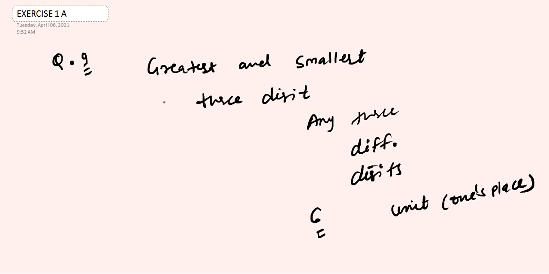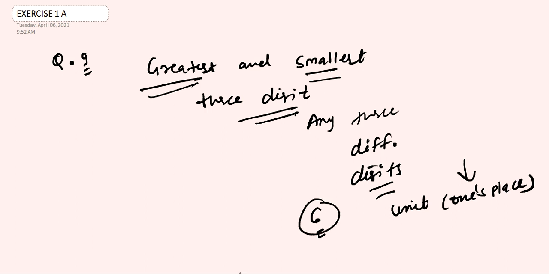Okay, so it is given in the question. We have to form the greatest and smallest 3-digit number. Any 3 different digits we have to use, but the only condition is what? In the unit place, in the ones place, you have to write 6. So as you know, for a 3-digit number we have ones, tens, and 100.